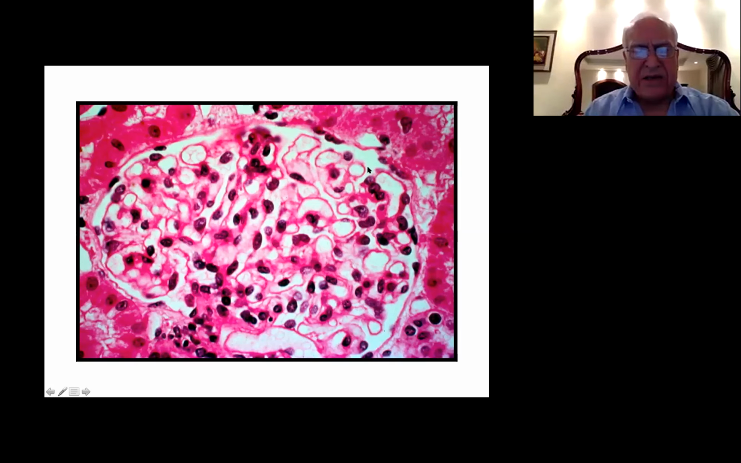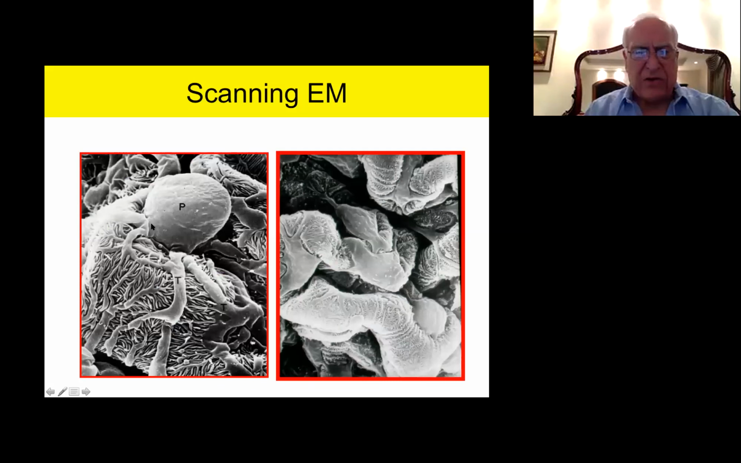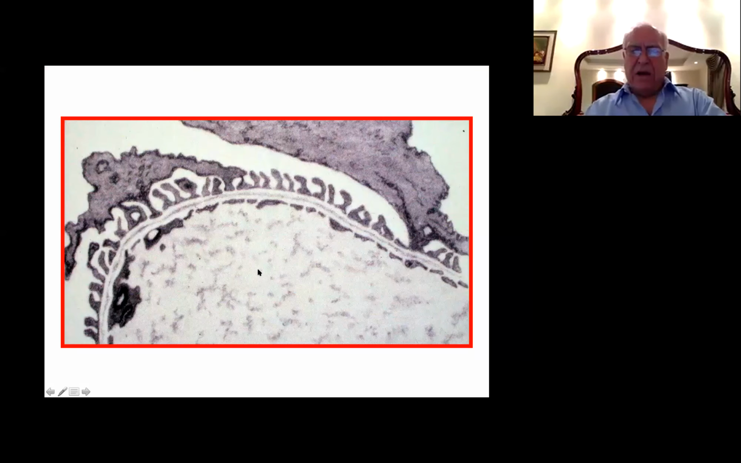This is a special stain. Look how nice and neat the capillary basement membrane is, a smooth lining, and the number of cells that are present here. Now with electron microscopy, as you'll see, this is scanning microscopy. We have the epithelial cells and their foot processes over the tubule. And that's a cross section in electron microscopy.